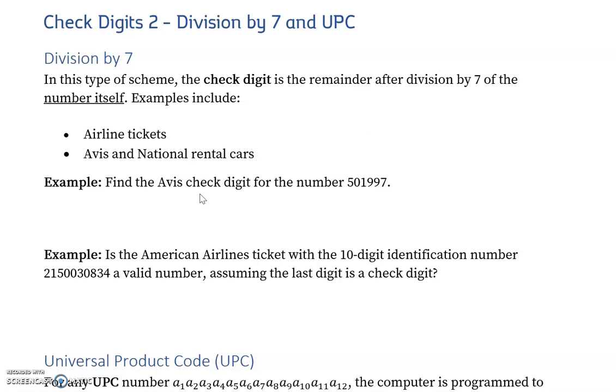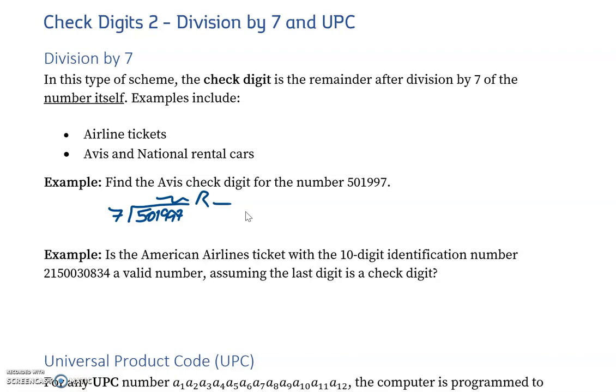So let's take a look at an example. Find the Avis check digit for the number 501997. This 6-digit reservation is going to have a 7th digit added onto it. So we're taking the number itself, not adding these up, the whole number, 501,997, that big number, and we're going to divide by 7 and see what the remainder is. Certainly we could sit here and do that by hand, and do 501,997 long division style and figure out the remainder.